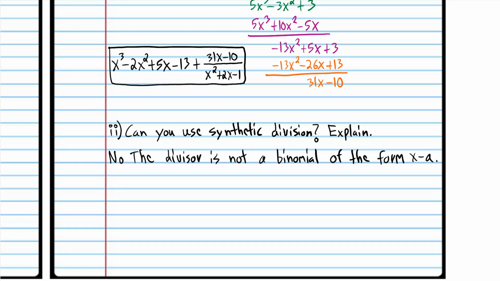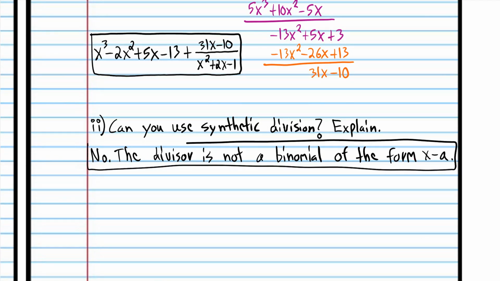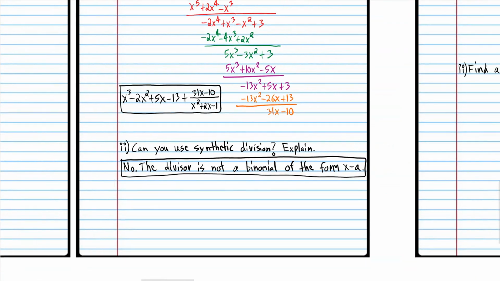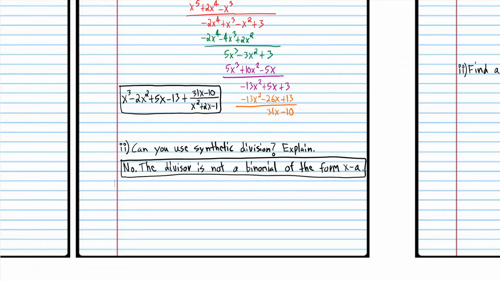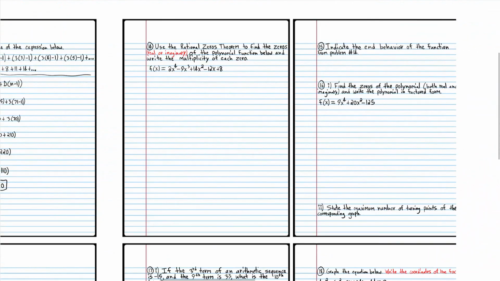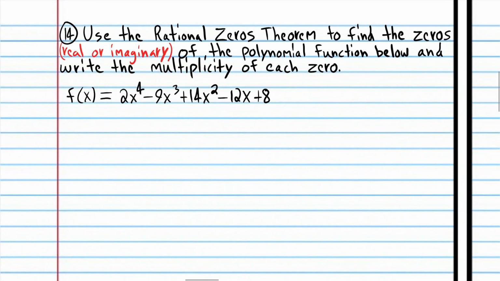So if you have x minus 2 or x plus 3, something like that, then we could use synthetic division. But we don't have that situation in this problem. So if you got that right, good. Okay, go ahead and try number 14. When you come back, we'll do it together.